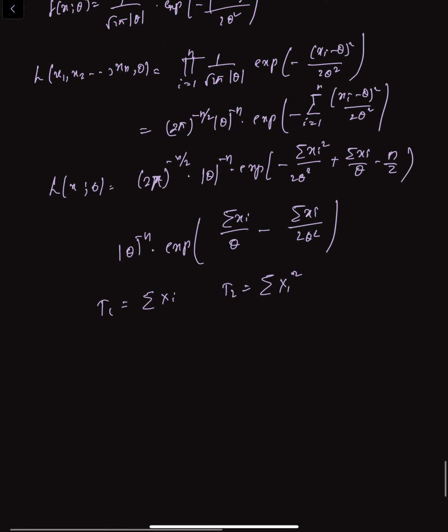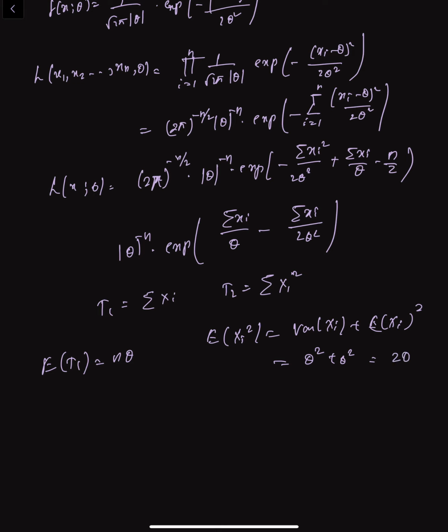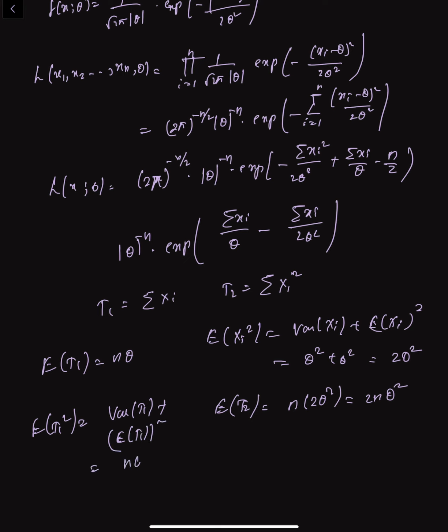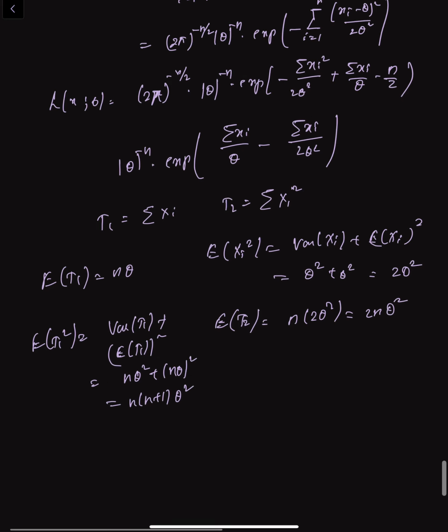So now if we consider expectation of T1, it is n theta, and expectation of xi square is nothing but variance of xi plus expectation of xi whole square. So in this case it is theta square plus theta square, which is 2 theta square. So expectation of T2 will be n times 2 theta square, which is 2n theta square. And if we find expectation of T1 square, that is nothing but variance of T1 plus expectation of T1 whole square, that is n theta square plus (n theta) whole square, which is nothing but n into (n plus 1) theta square.